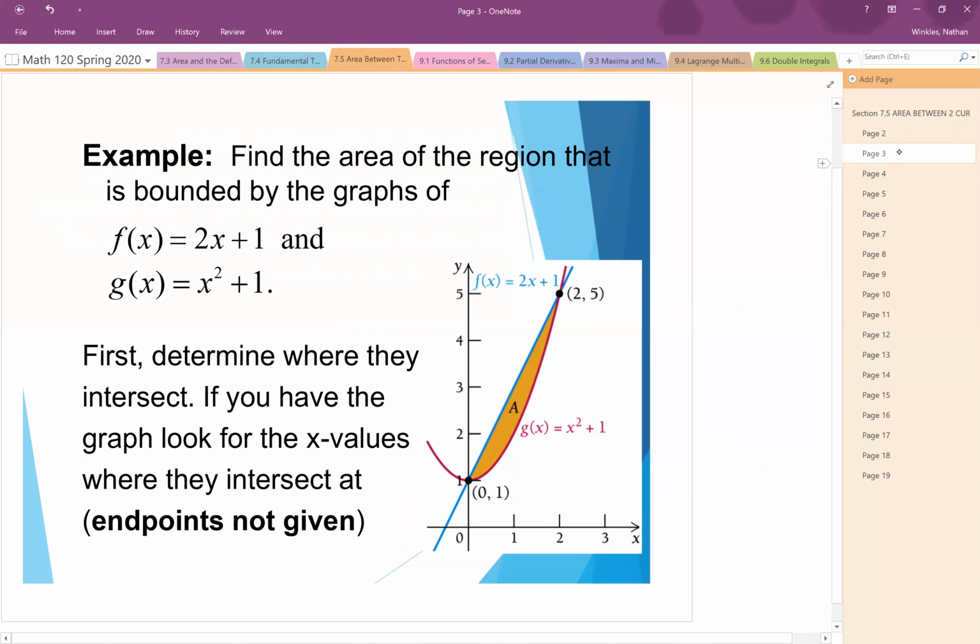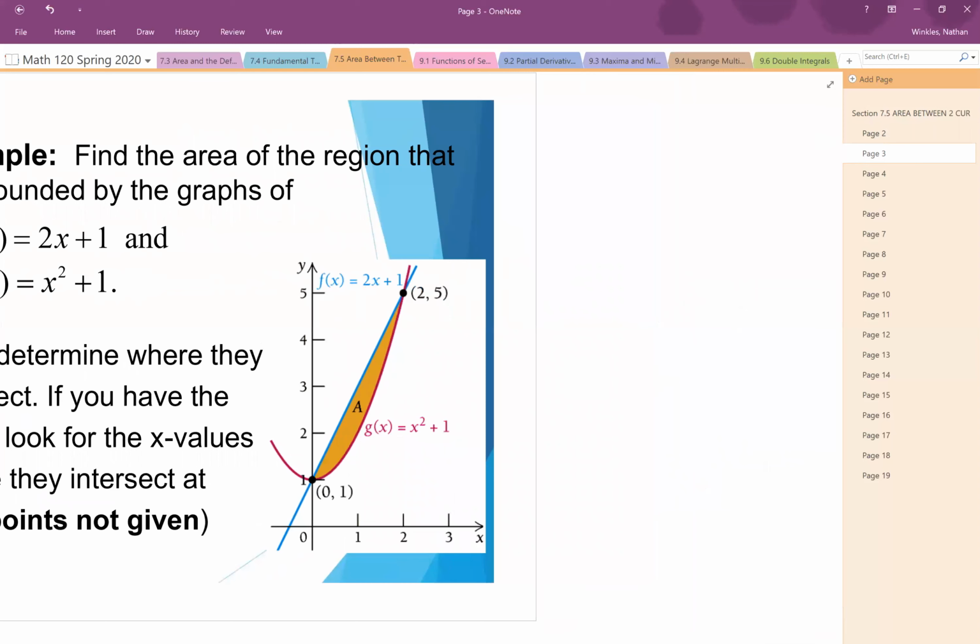So, let's think about this example right here. Notice in this case, they give us the graph. It says find the area of the region that is bounded by the graphs of f of x equals 2x plus 1 and g of x equals x squared plus 1. So first, we need to determine where they intersect. Obviously, if we're given the graph, it's real easy. If we're not given the graph, which we could easily figure out in this case, you take x squared plus 1 equals 2x plus 1. You set them equal to each other.